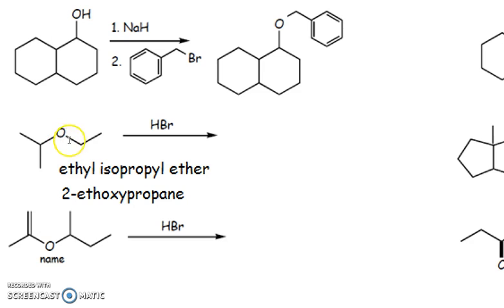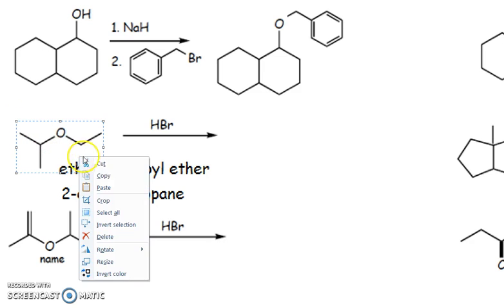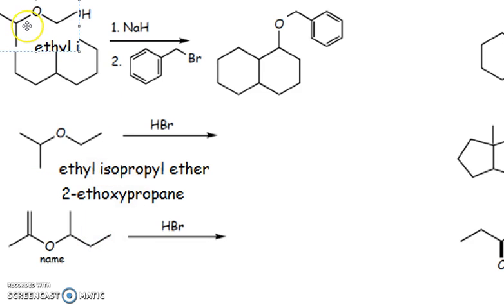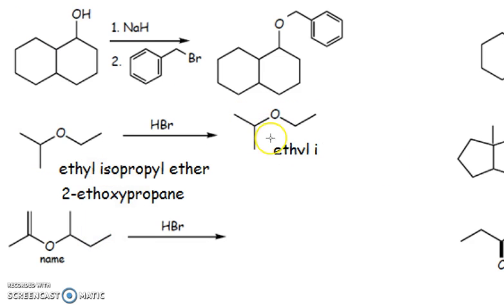What does this do? It protonates this oxygen, and then we look to see what can it do, SN1 or SN2. You only have a primary and a secondary here, no tertiary, and so the SN2 is going to be the mechanism that causes it to cleave. So I'm going to copy this and put this on the other side. Okay, so this is my ether. I'm going to cleave it.